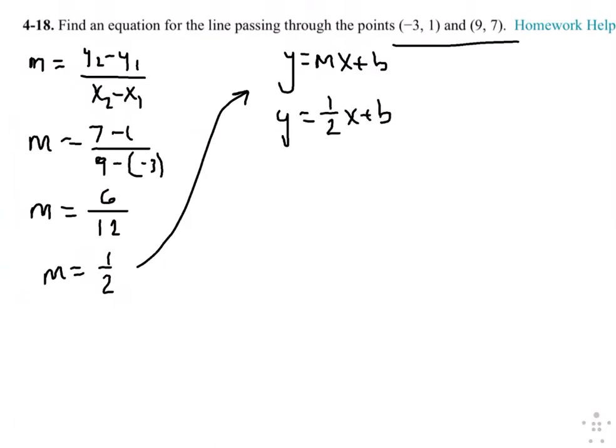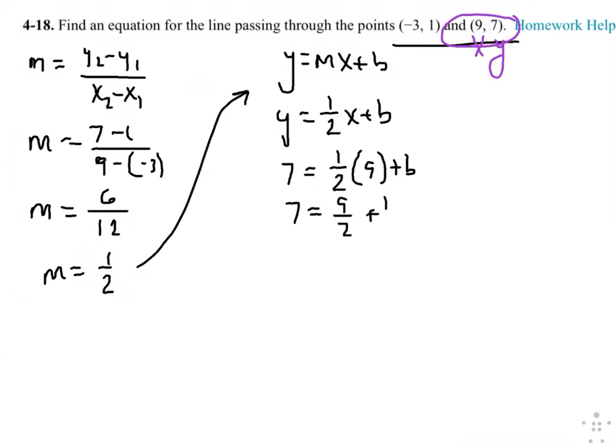But I don't know b, so what I can do is take one of these 2 points. I'll take the 9 and the 7. And we can substitute those values in for x and y, right? Because this is x, this is y, right? So we can substitute those in. So I get 7 equals 1/2 x, x is 9, plus b. So 7 equals 9/2 plus b.